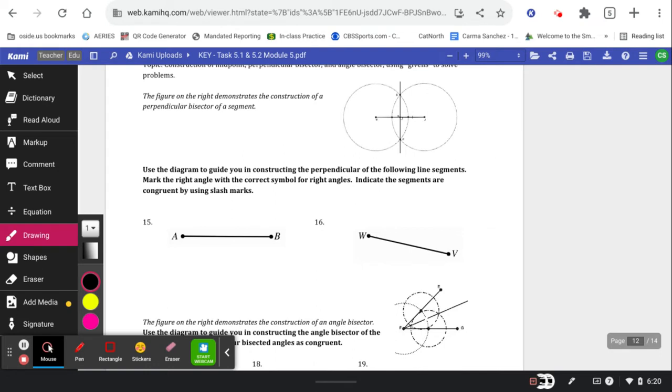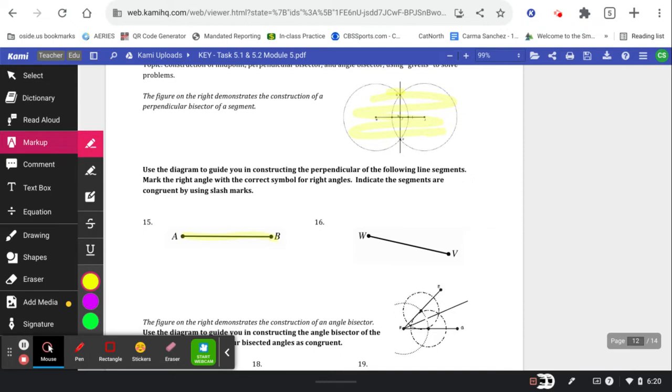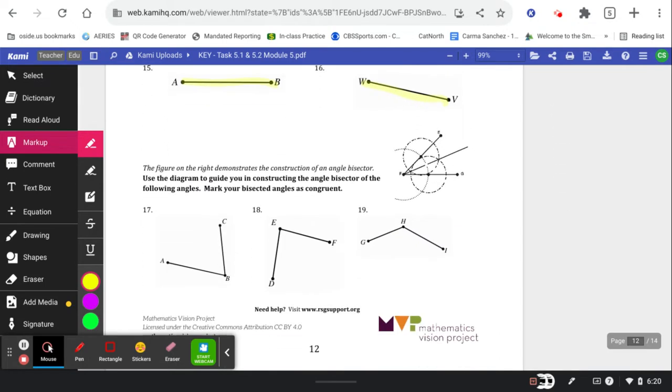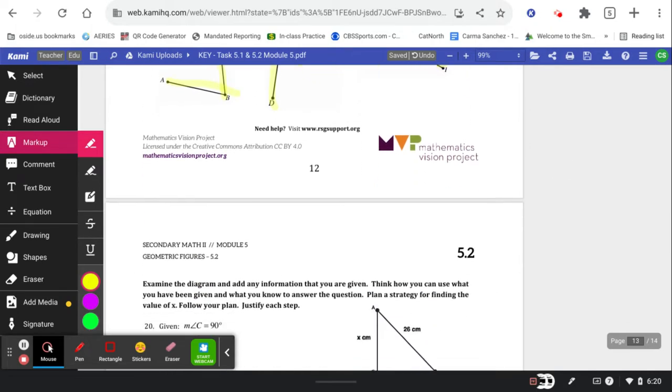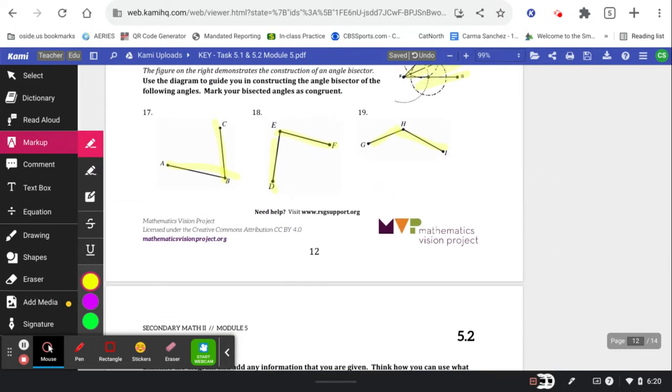For these ones, you just need to, here's an example right at the top, construct a perpendicular bisector here and here, and then construct an angle bisector, which is the steps for a rhombus, and then connecting the diagonal. So if you don't have a compass at home to be able to do those constructions, I'm going to give you time in class tomorrow to complete that.